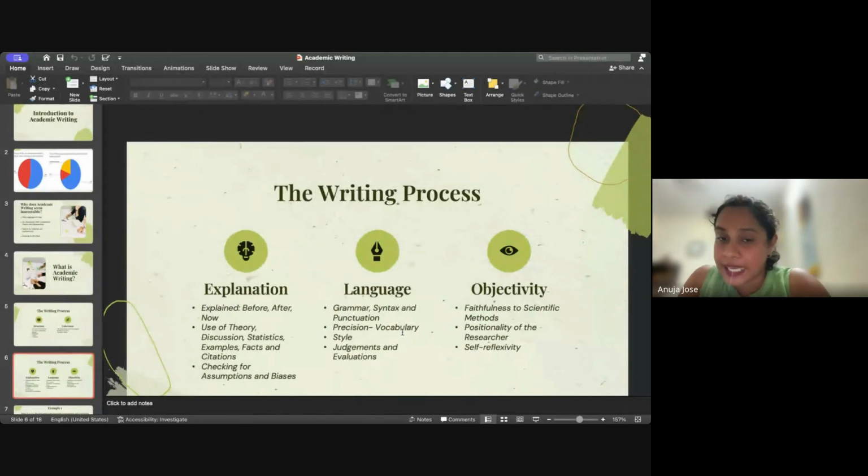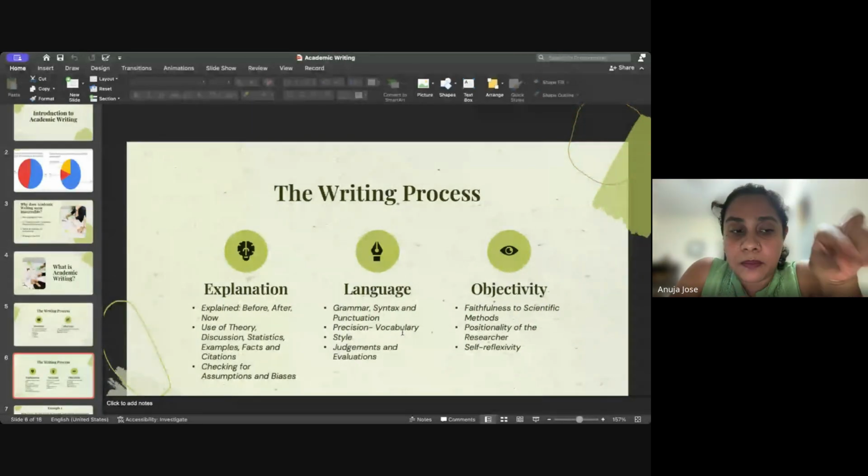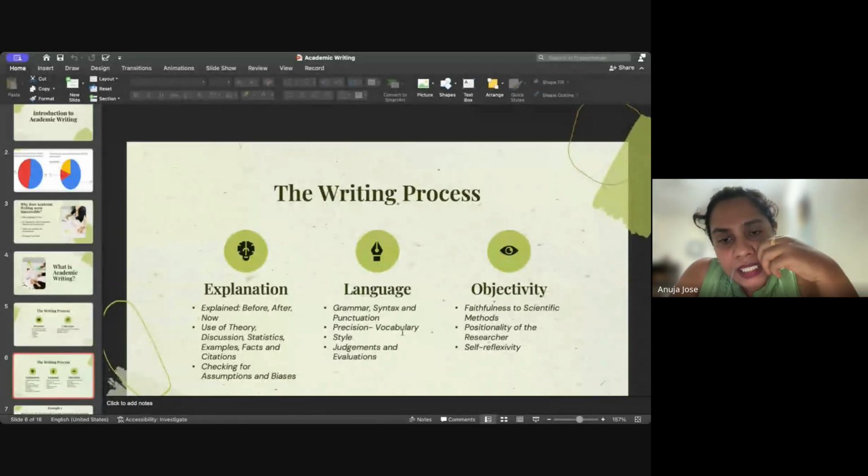Okay, the next is style. Style comes with a lot of practice. And I will give you an example. We will be talking about an example here much later. After the activity, I will show you what this academic style is.